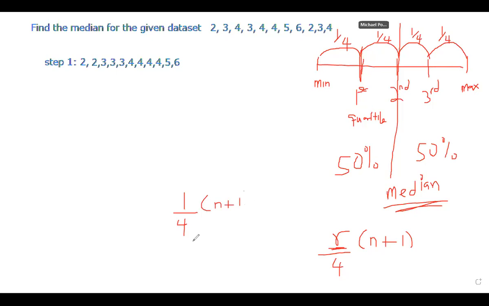If it's the second quartile, then R will be what? 2/4 into bracket what? N plus 1. If it is the third quartile, then it will be what? 3/4 into bracket N plus 1. Now, because we are dealing with the second quartile, which is also the median, this formula will be what? 2/4 into bracket N plus 1 position. Okay, good. So let's undo some of these things.